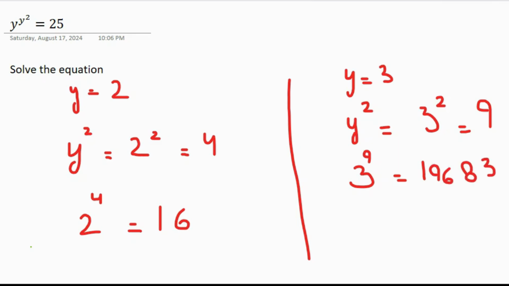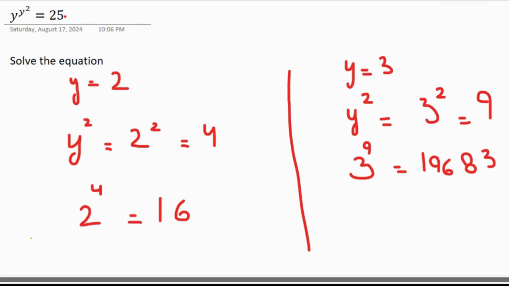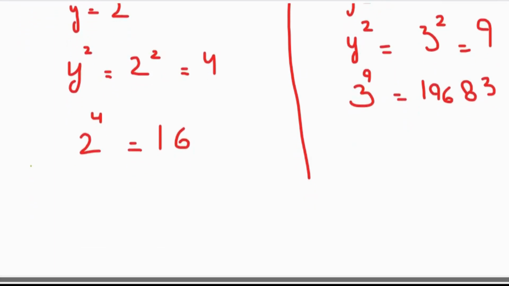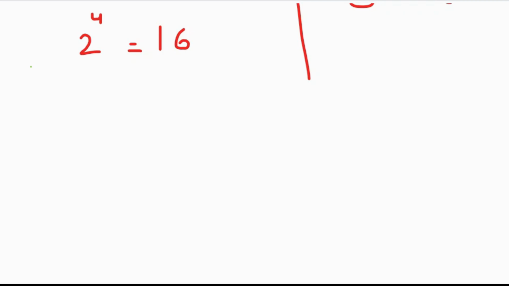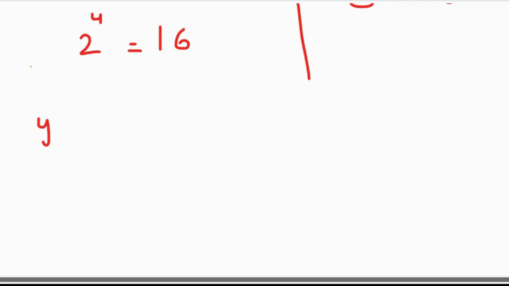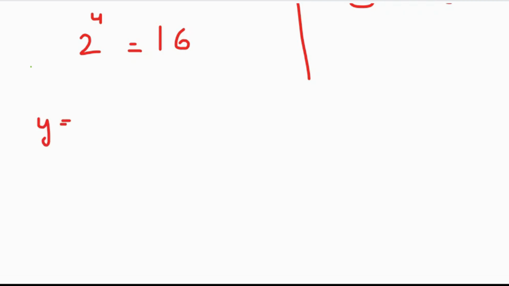So as you can see, this number is a very, very big number. This can never be equal to 25. 16 was a smaller number, but this is a larger number. This means that we need to look at a number that would come in between these two numbers. So let's say we take a number that is between 2 and 3.